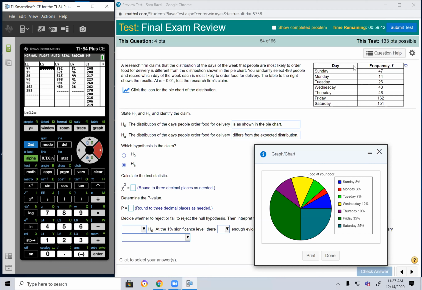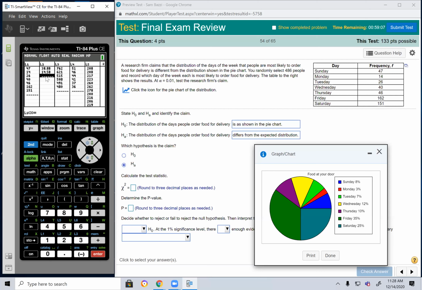Now, for Sunday, to find the expected value, you take the 8% and multiply by the total, which is 486. So I'm going to do it right here on the spot. 0.08 times 486. For the next one, for Monday, guys, as you see, it's 3%. So 0.03 times 486. You can do them separately and you can do them right on the calculator.